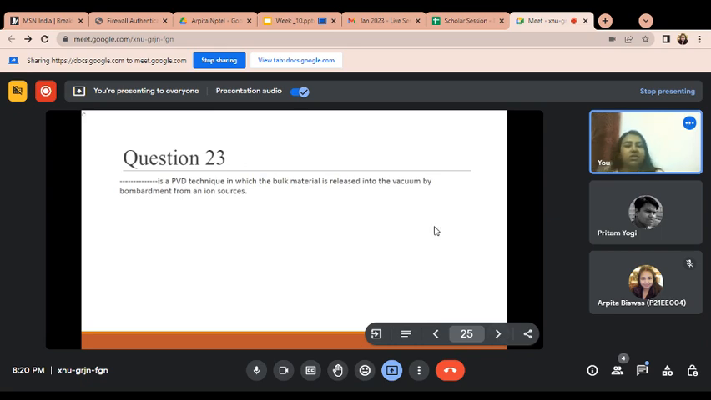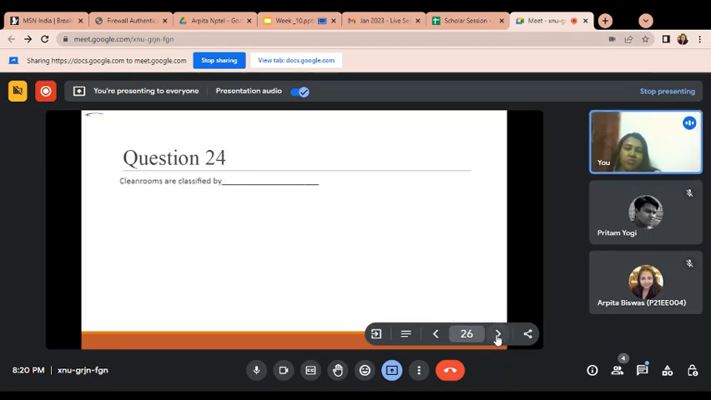The next question is, dash is a PVD technique in which the bulk material is released into the vacuum by bombardment from an ion source. And this is also a very easy question. Sputtering. Yes.